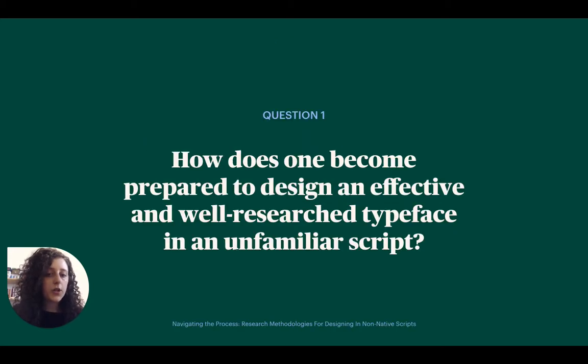So what are the questions that drove this research? First, how does one become prepared to design an effective and well-researched typeface in an unfamiliar script? And by unfamiliar, I mean one the designer cannot read or write in, maybe a script from a culture that they are not native to, or a script whose cultural context they are unfamiliar with.